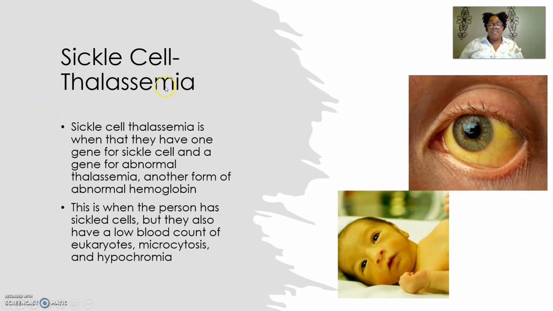Sickle cell thalassemia. This is when you have one gene for sickle cell and one gene for thalassemia, and this causes the abnormal form of hemoglobin. The main thing that would happen with thalassemia is that they have a low blood count, which means they have a low count of erythrocytes.